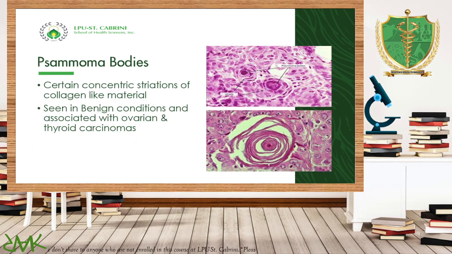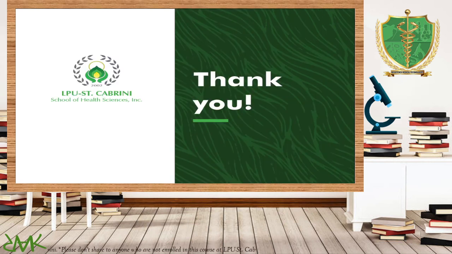Okay, and these are our psammoma bodies. These are the malignancies in the cells that can be seen in benign conditions or even associated with ovarian and thyroid carcinomas. Again, psammoma bodies are certain concentric striations of collagen-like material, usually seen in benign conditions, but can also be seen in cases of ovarian and thyroid carcinomas. And that is our discussion about pleural, peritoneal, and pericardial fluid.